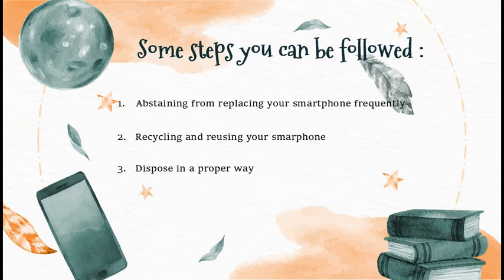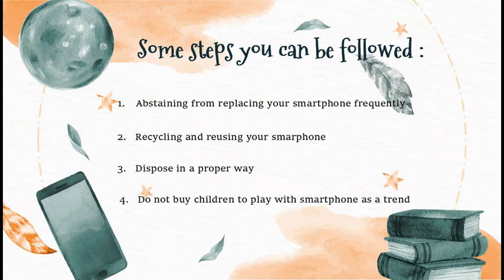The third step can be to dispose of it in a proper way, such as disposing in e-waste bins rather than throwing it in normal dustbins without segregation. The last step you can follow is: do not buy children smartphones to play with as a trend. Give them playing instruments rather than giving them a smartphone as a gaming tool. In this way, we can reduce the usage of too many smartphones.